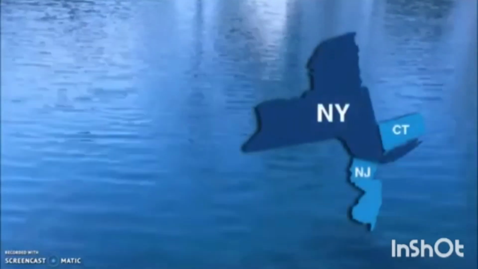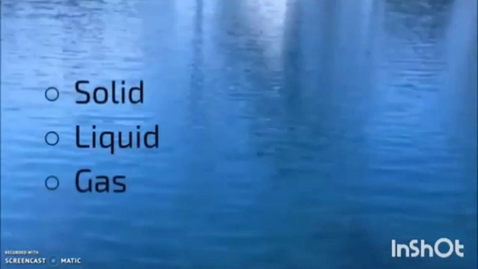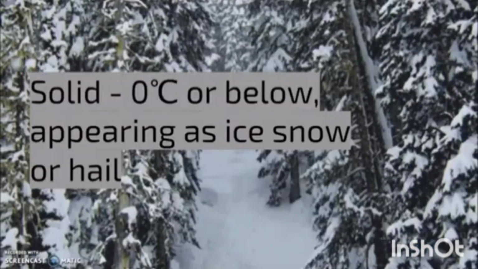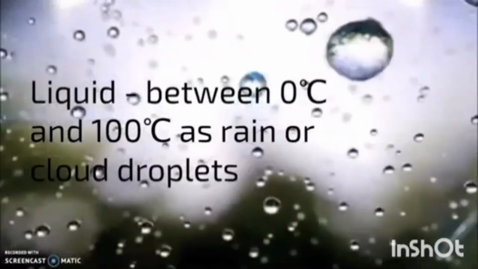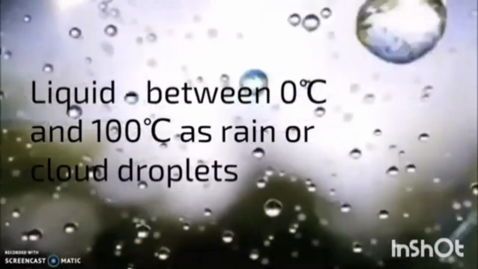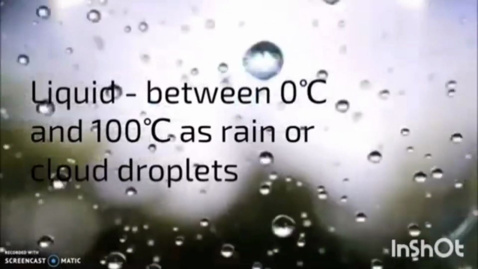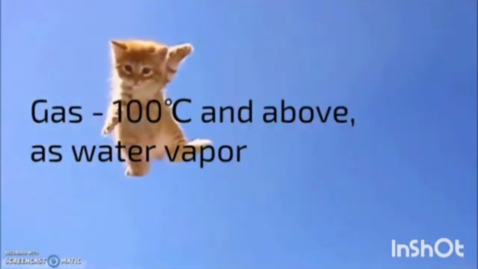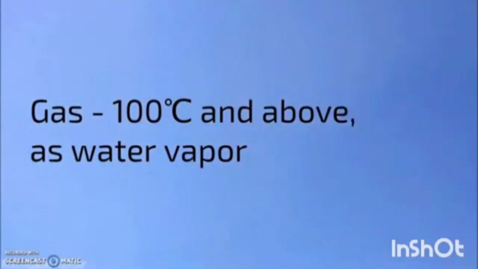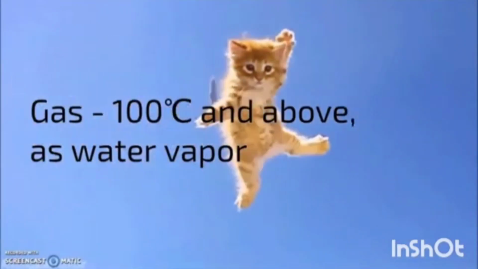Let's talk about water. Water comes in 3 states. No, not those states. Solid, liquid, and gas. Water appears as solid when the temperature is 0 degrees or below, and it will appear in nature as ice, snow, or hail. Water will appear as liquid when the temperature is between 0 degrees Celsius and 100 degrees Celsius, and will appear in nature as rain or cloud droplets. And finally, water will appear as gas when the temperature is 100 degrees Celsius and above, and will appear as water vapor.